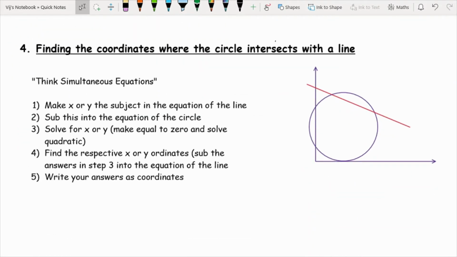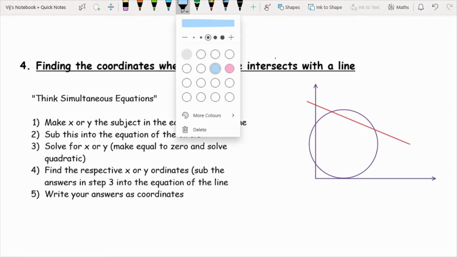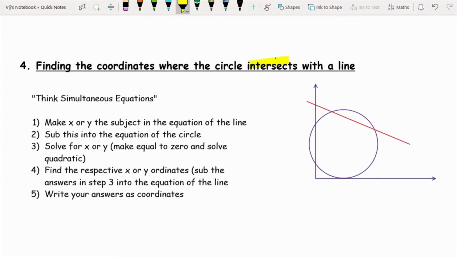So moving on to step 4, what we're doing here is finding the coordinates where the circle intersects with a line. The key word in this, which was mentioned in a previous video, is that whenever you see the word intersect, odds are it's going to relate to simultaneous equations. So whenever you see the word intersect, always think simultaneous equations. Now to find the coordinates of where it intersects, for example, the equation of this circle is going to be in the form of, let's say, (x minus a) squared plus (y minus b) squared equals r squared.